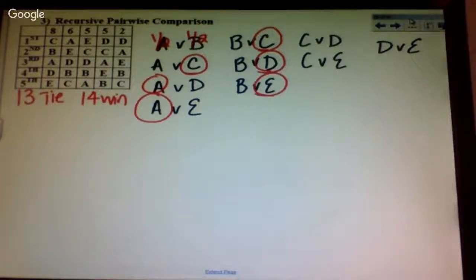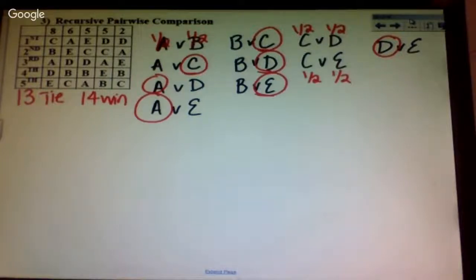Okay. C versus D. C wins this one and this one. So that's 1.5 each. We got a tie. C versus E. C wins the first one and the fourth one. We got a tie again. And then D versus E. D wins the first one, the fourth one, and that one. So D wins, right? Okay.